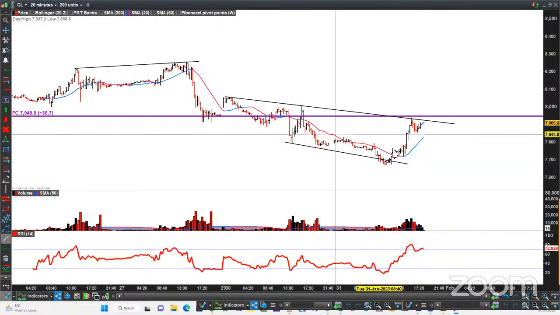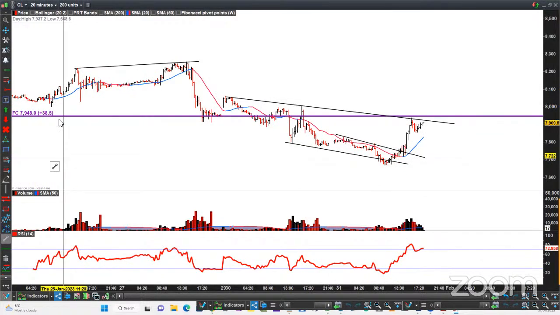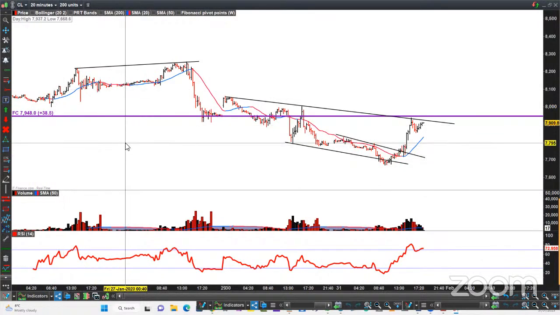So you can see as oil broke out here, it just crashed into the trend line. All right, so this is why I'm a great day trader, because I do all the homework, do all the hard work. I've got a system that works. I've got a system that's consistent. And that's why our hit ratios are very good.